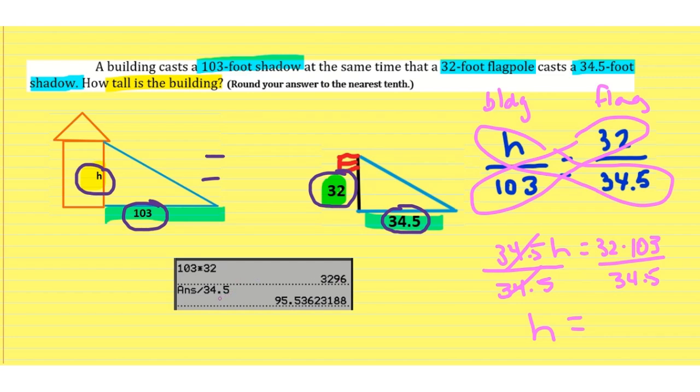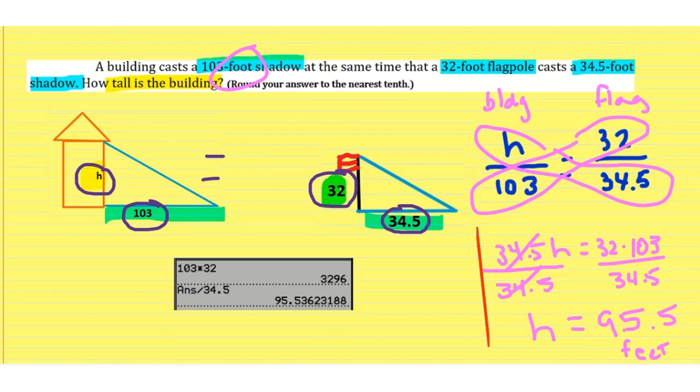And that number divided by 34.5 equals 95.5. And we're talking about feet. So it's going to be feet. So that's how tall the building is going to be, 95.5 feet tall.